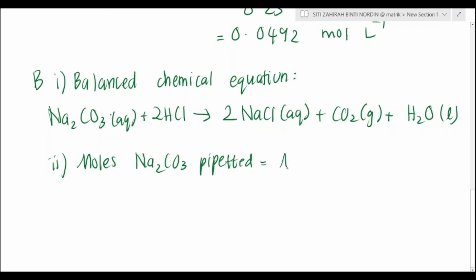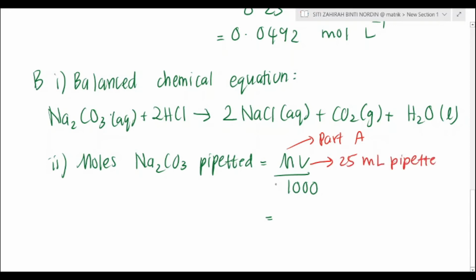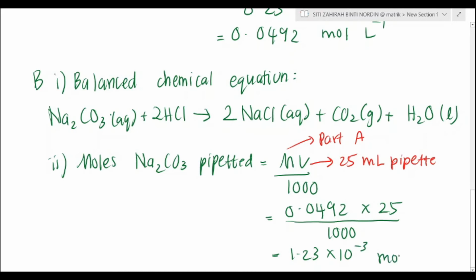Second is to calculate the moles of sodium carbonate that you pipetted for part B. We're going to use the formula MV over 1000 because we've already got the molarity from part A, and the volume that you pipetted would be 25 ml. Remember? So your molarity 0.0492 times volume 25 over 1,000. That would be 1.23 times 10 to the power of minus 3 mole.